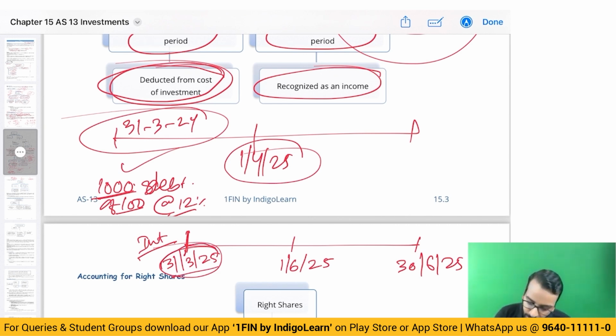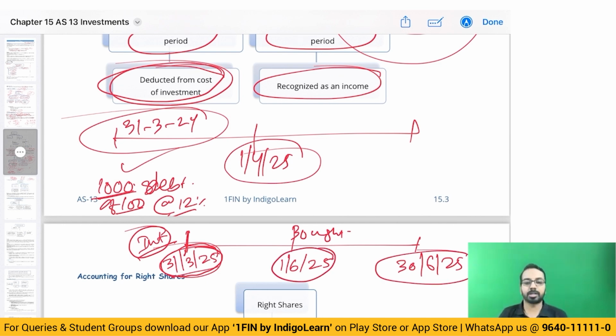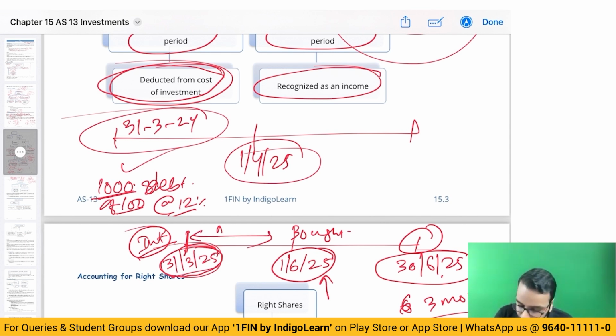Now, 31st of March of 25, whatever interest the company has paid, it is okay. On this date, I have bought. When I get interest on 30th of June, I will get interest for 3 months. Though I have bought on 1st of June, because I hold the debentures on that date, I will get the interest for 3 months. Now the seller will say, boss, for April and May, I have held the investment. So you have to reimburse that interest to me.